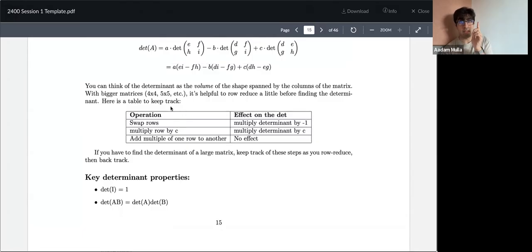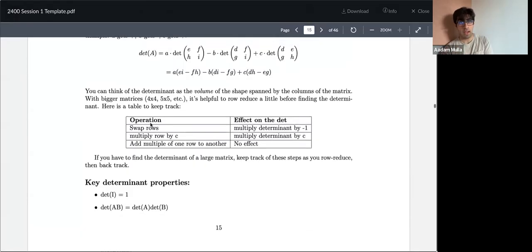One thing to know is that you need to know how row operations affect the determinants, so we'll quickly go over that. If you swap rows, your determinant goes from positive to negative. If you multiply a row by c, the determinant also scales by that c. And if you add a multiple of one row to another, that doesn't affect the determinant.